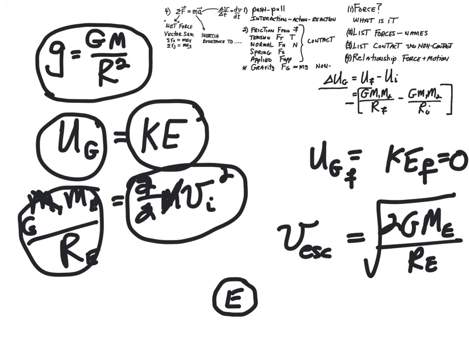And notice, this is the escape velocity for Earth, but supposing we put in the mass of the Moon and the radius of the Moon, or the mass of Jupiter and the radius of Jupiter, or the mass of the Sun and the radius of the Sun, we can figure the escape velocity of any astronomical body. And if you do this for a black hole, guess what you'll get? You'll get an escape velocity larger than the speed of light, and that's why it's a black hole, because nothing can escape it.